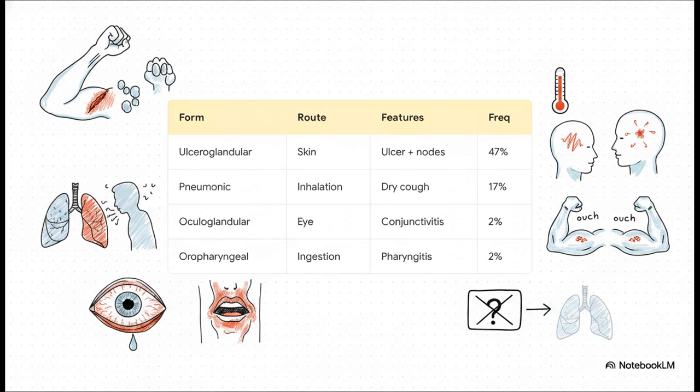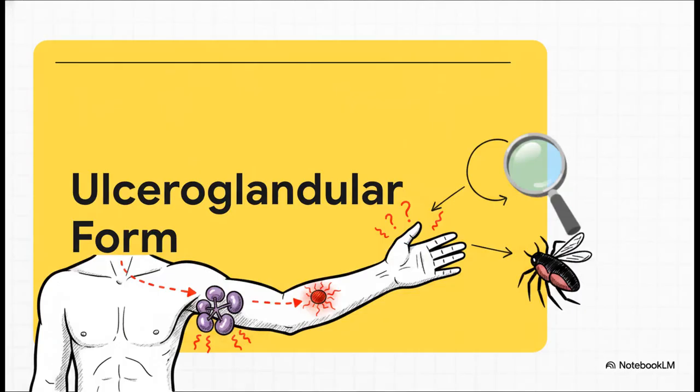Historically, you might have seen a typhoidal category for systemic disease without a local lesion, but infectious disease experts want you to avoid that term now since most of those cases were probably just inhaled. Let's zoom in on the most common presentation, the ulceroglandular form.